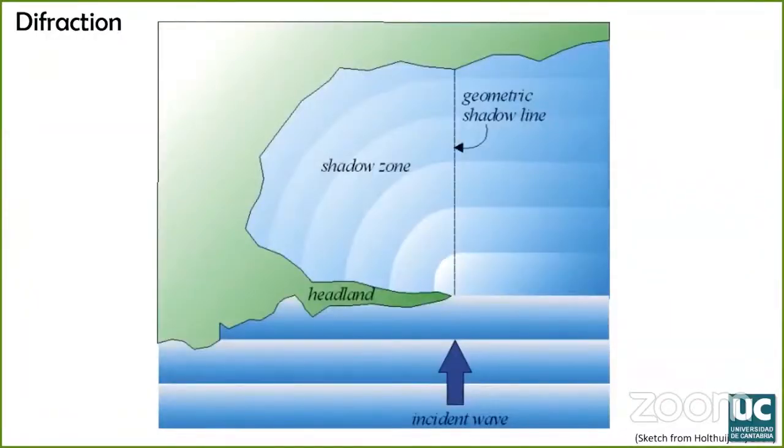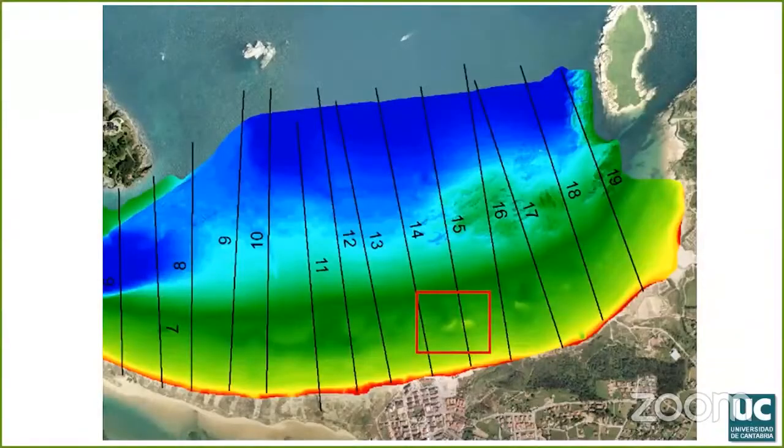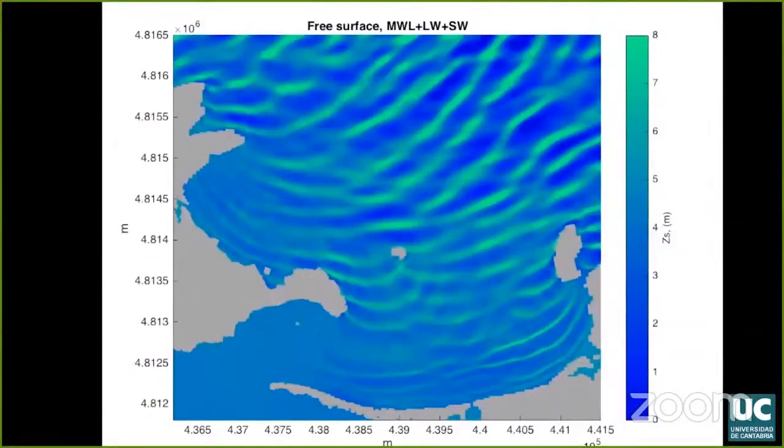Diffraction occurs in the leeward part of an obstacle, such as a headland, producing a reduction in wave height and the generation of concentric wave trains. The obstacle can be natural, headland, capes, islands, or man-made, such as a breakwater. In a real environment, as in this complex bathymetry, all of these processes occur together: shoaling, refraction, reflection, diffraction, breaking.